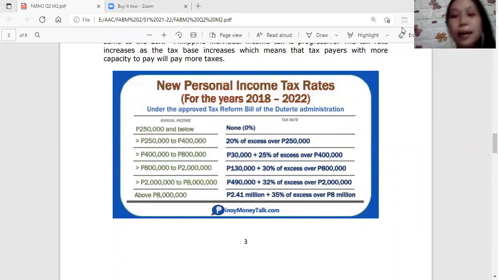Okay, welcome back. I would like to answer the question of Junie regarding the rest of the information here in the table. The example that we had previously is the 500,000. In here, it says 400,000 to 800,000. They need to pay 30,000 plus the 25% of excess over 400,000.